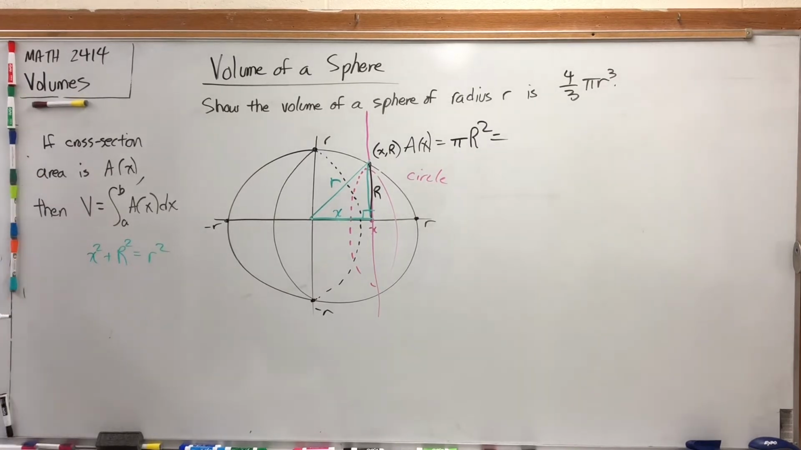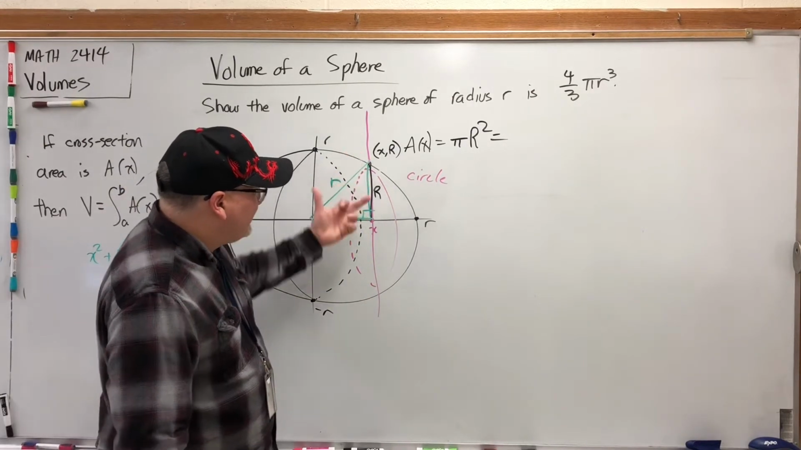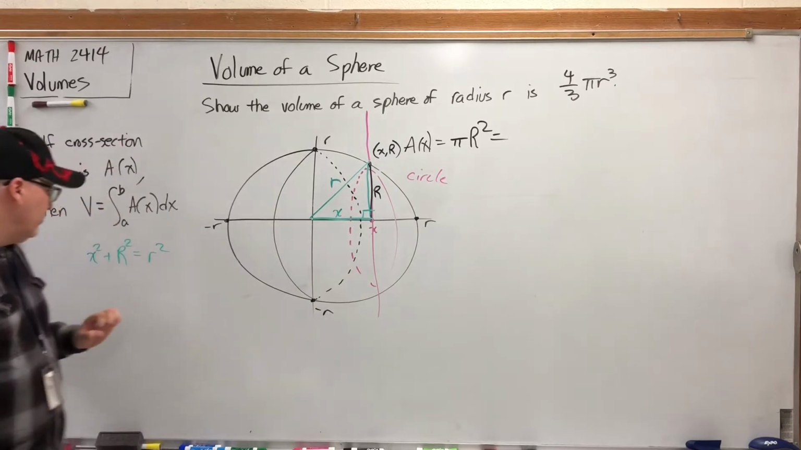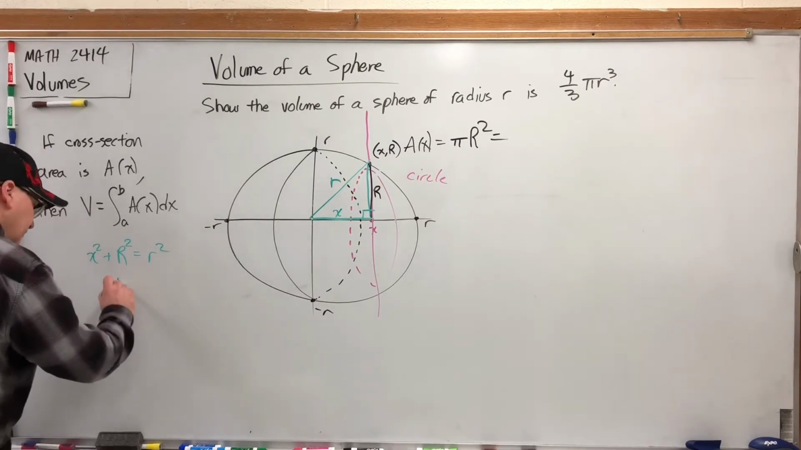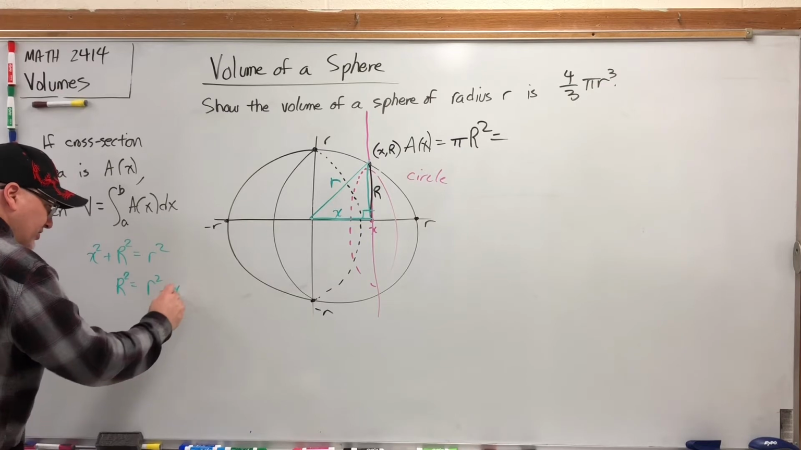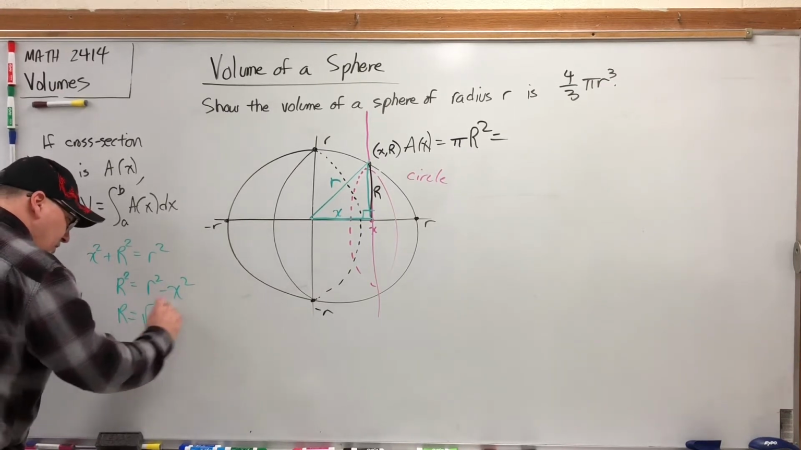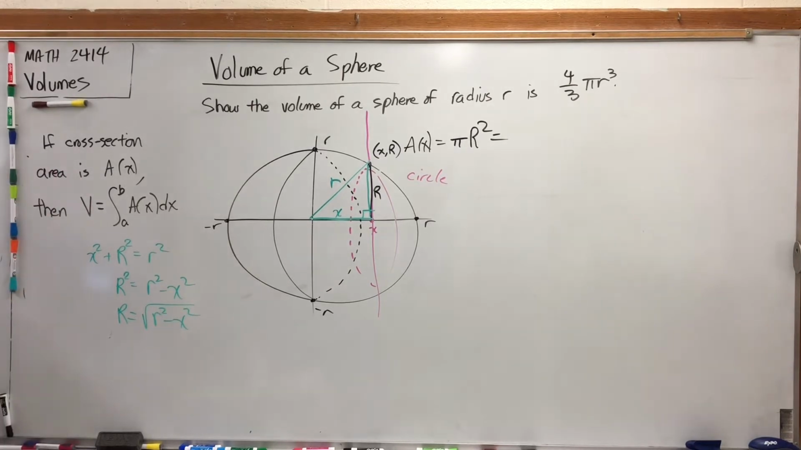And remember, what we're trying to do is to figure out what this radius would be as a function of x. So I need to know what capital R equals. Well, if I want to know what capital R equals, I can just solve this for capital R. Big R squared equals little r squared minus x squared. And if we square root both sides, we'll get big R equals the square root of r squared minus x squared.